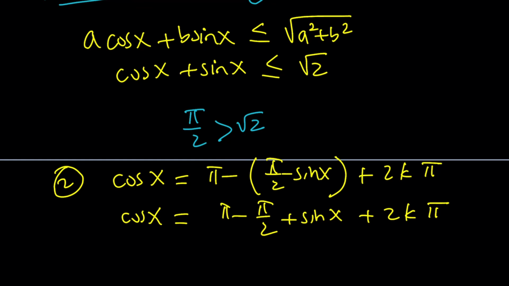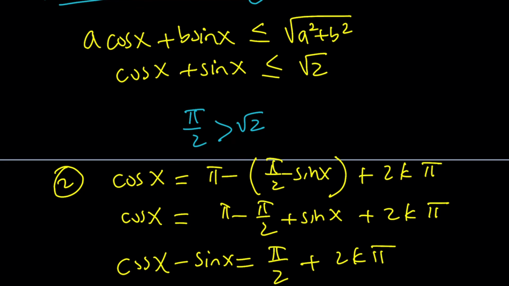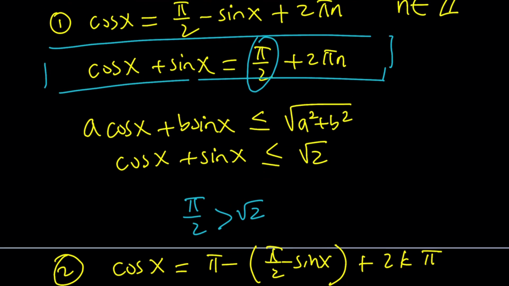Now, pi minus pi over 2 is just going to be pi over 2, right? So we can write this as cosine x minus sine x equals pi over 2 plus 2k pi. Again, we have the same issue because this is greater than root 2. So we're going to proceed the same way. But let's go ahead and take one of these, because they're going to be very similar.